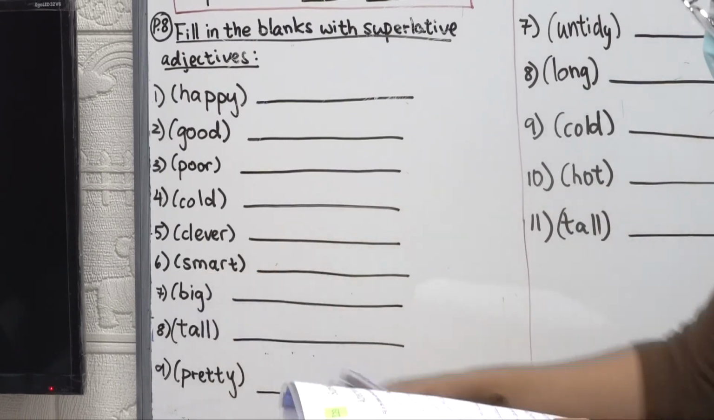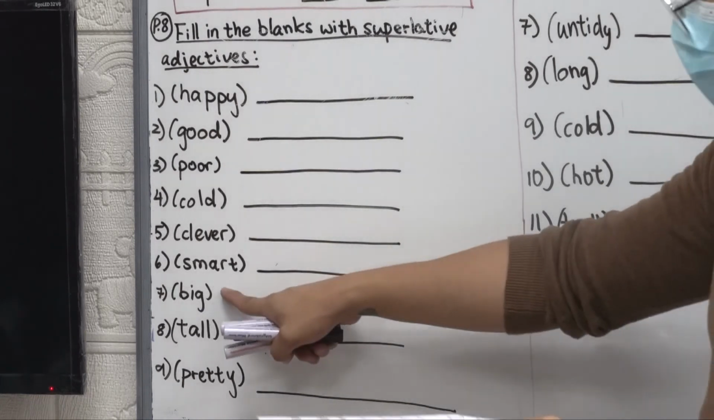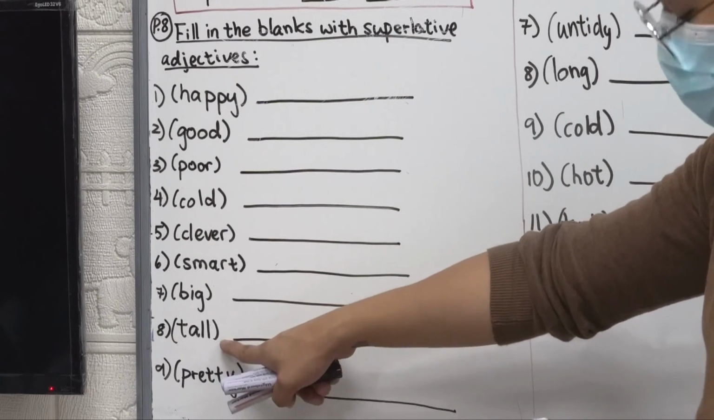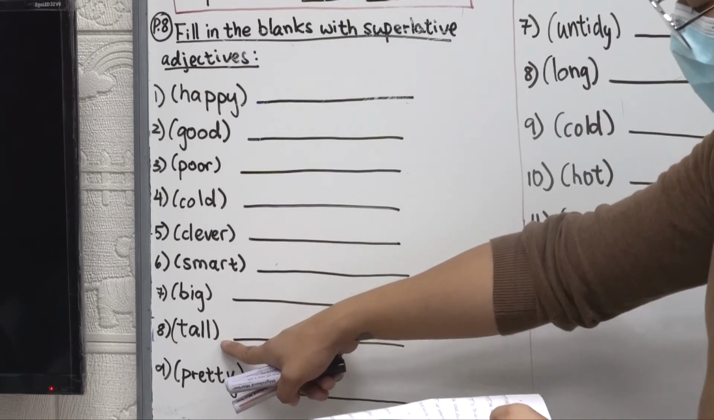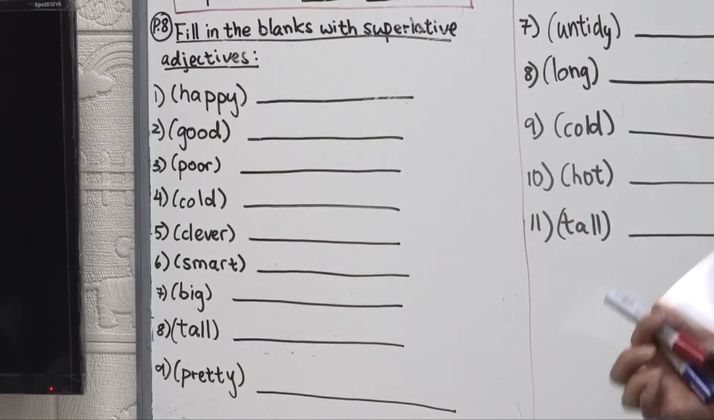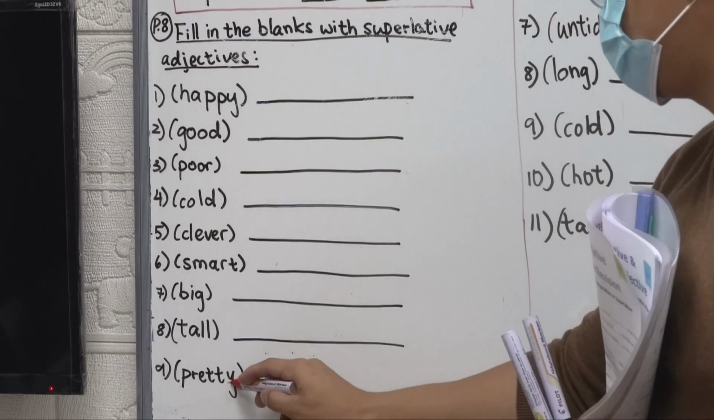Number 7, this house is very big. Number 8, my cousin is very tall. We worked on this a while ago. And number 9, Laura is a very pretty girl. Mind you, this one is ending in Y. So I hope you still remember what I taught you.